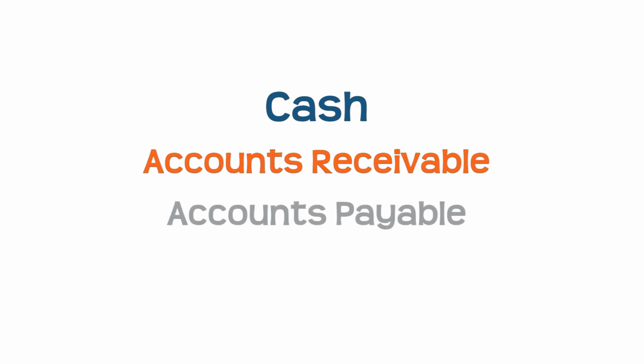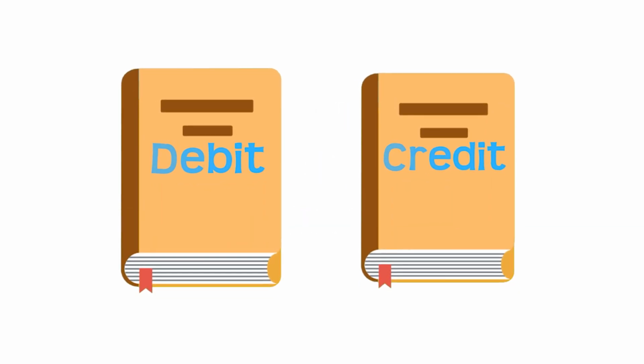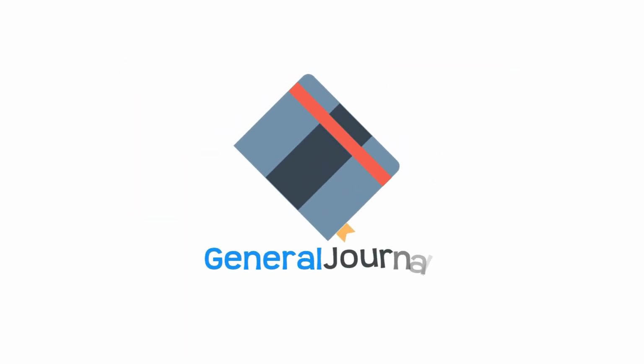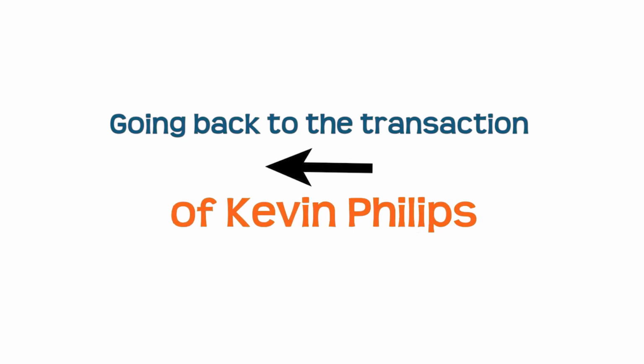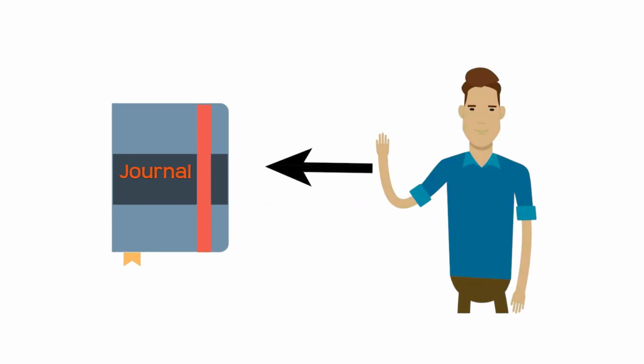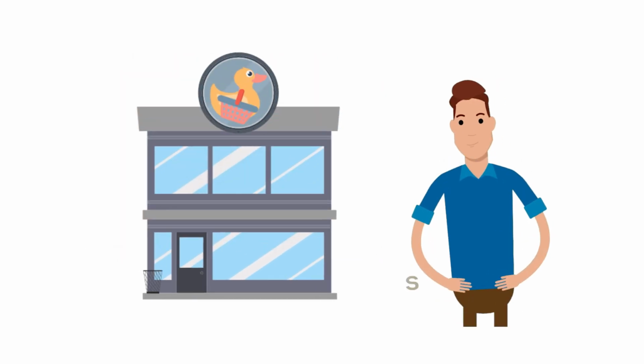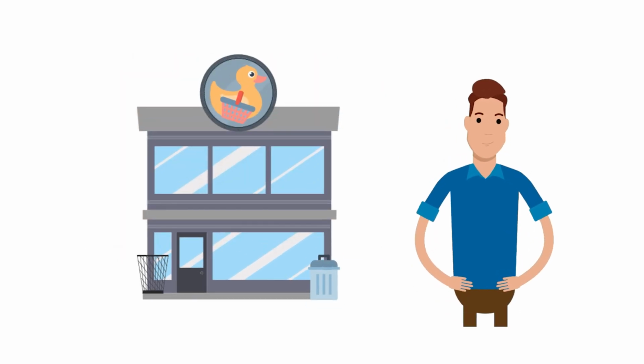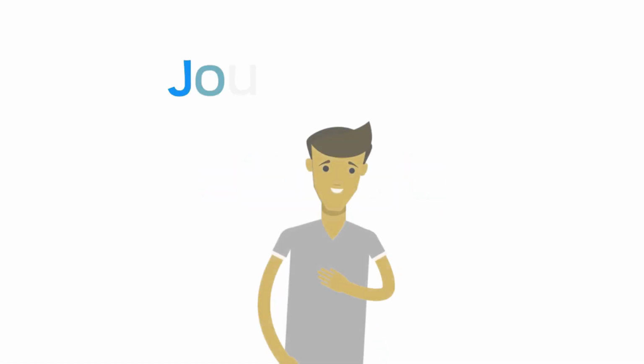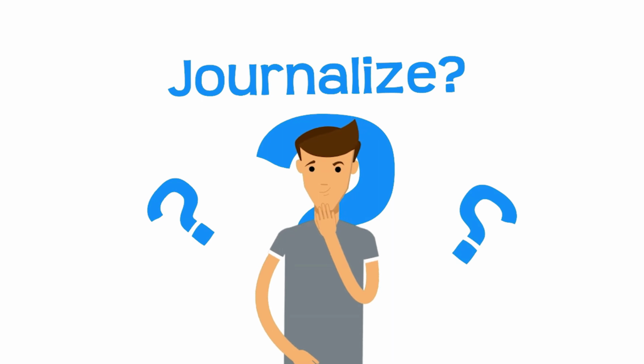Now that you are very familiar with the different account titles, the debit and credit rules, and the general journal, let us now journalize different transactions. Going back to the transactions of Kevin Phillips, on March 1, Kevin Phillips, a sole proprietor, started a laundry business by investing $6,000 as the initial capital of the business. So how do you journalize this transaction?